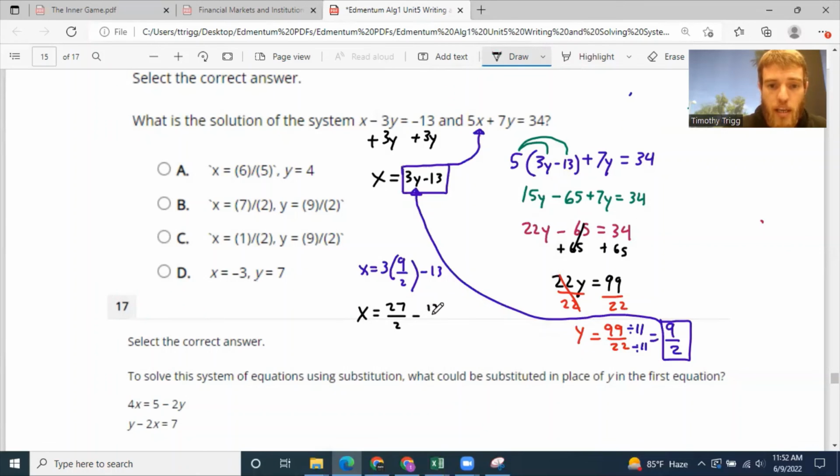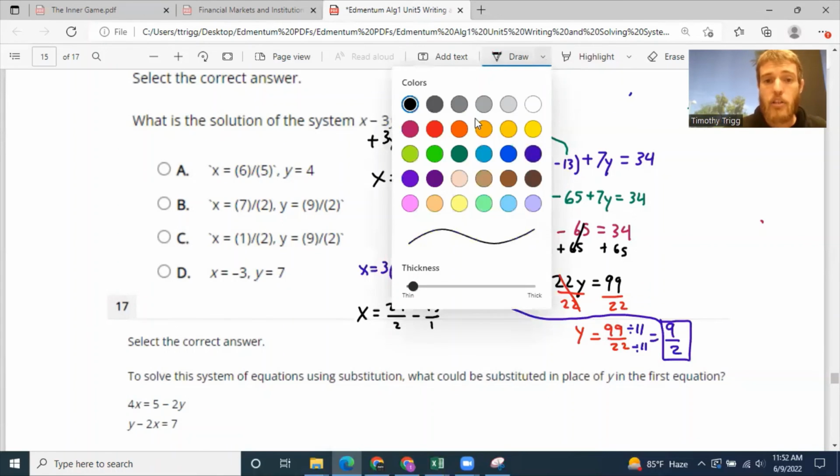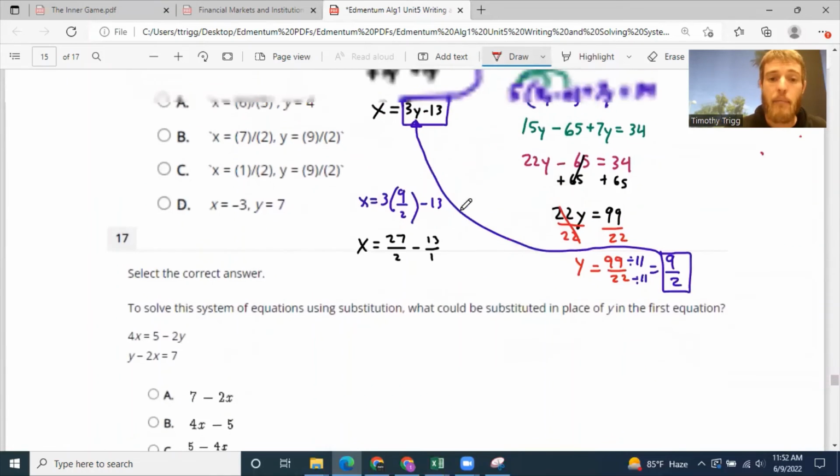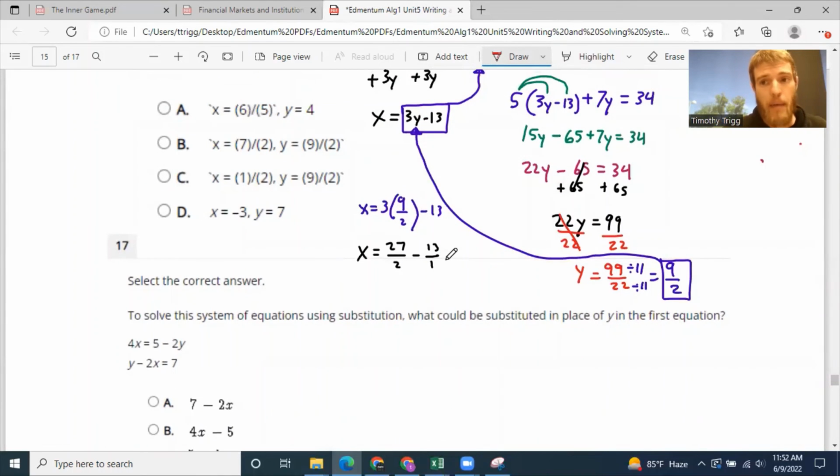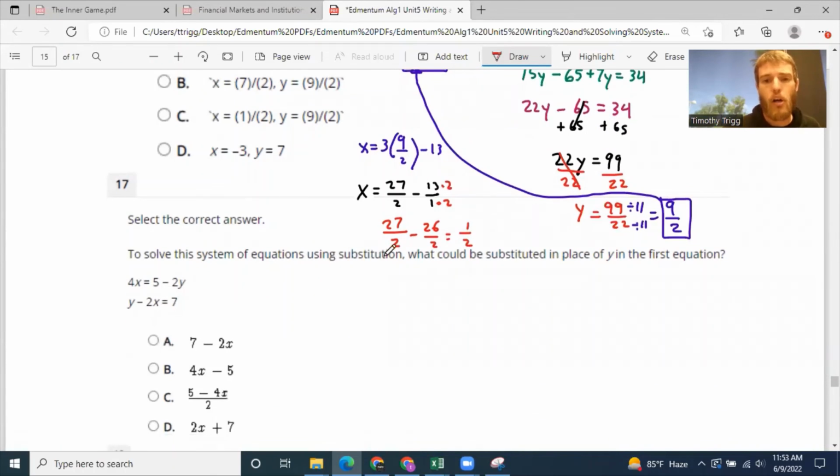Minus 13, I'm going to call it 13 over 1. Now, when it comes to adding or subtracting fractions, the thing to keep in mind is that you need the same denominator. So these denominators don't currently match. So I'm going to multiply this fraction by a factor of 2. That way, both our denominators will be 2 in this case. So 27 over 2 minus 26 over 2 gives us 1 over 2. So half. Okay, that's the value of x.